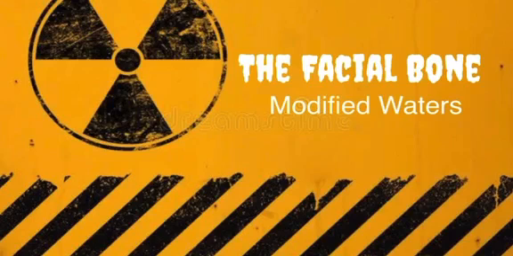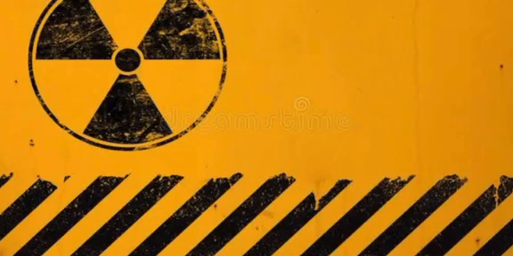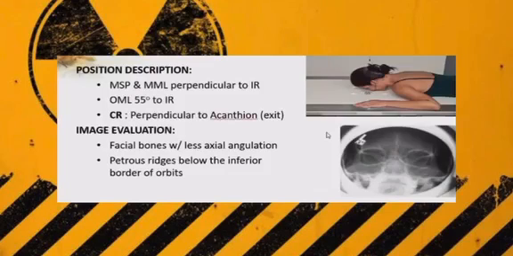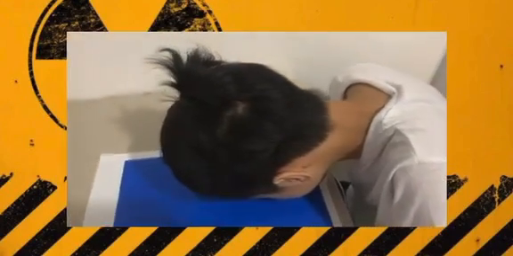The facial bone modified Waters. Position description. MSP and MML perpendicular to the IR. OML is 55 degrees to the IR. The CR is perpendicular to the acanthion or exit. The image evaluation, the facial bone with less axial angulation, petrous ridge below the inferior border of orbits. So, this will be the facial bone modified Waters.